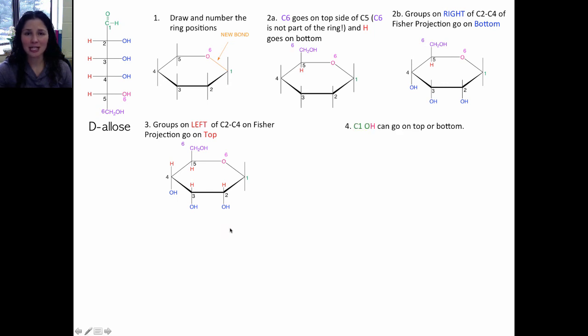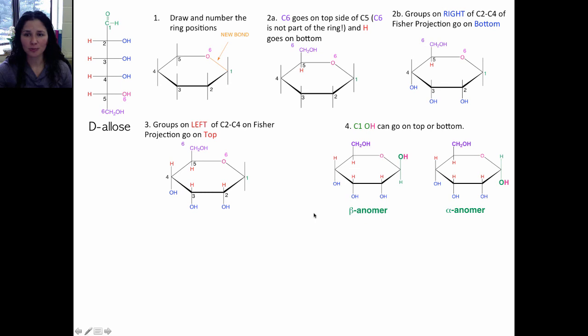Now the last step is to complete the structure by adding the groups to carbon number 1. There's 2 choices, and it depends on which anomer you're trying to draw where you'll put the alcohol group. If you're trying to draw the beta anomer, you put the alcohol group on the top position and the hydrogen on the bottom. One useful thing to remember that beta anomer looks like this, is that if you put the hydrogen on the bottom, it's the beta anomer. Hydrogen on the bottom is the beta anomer.